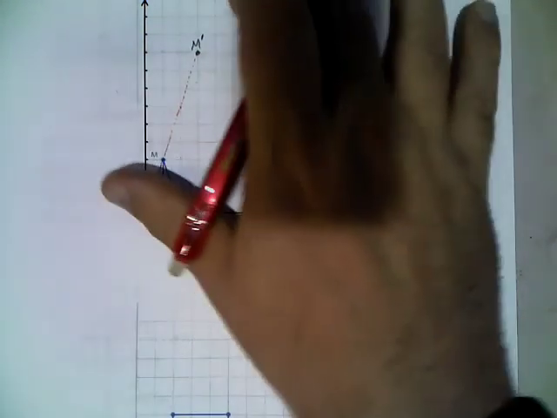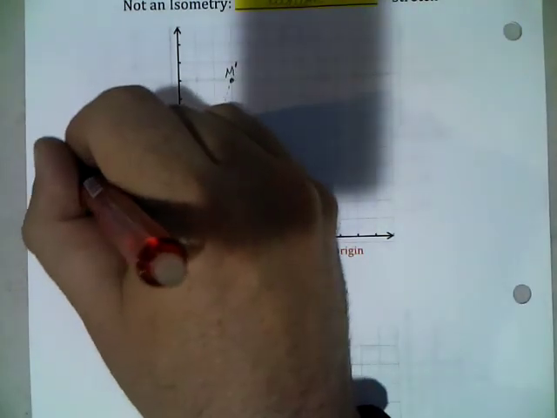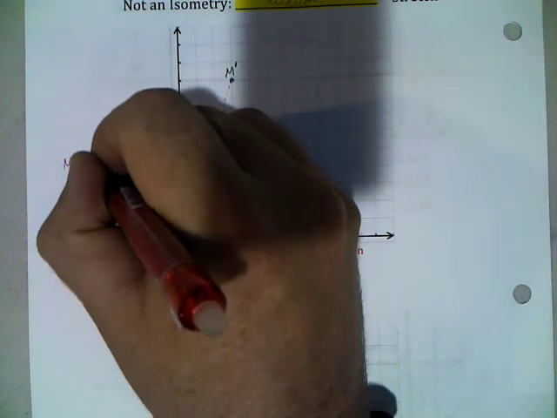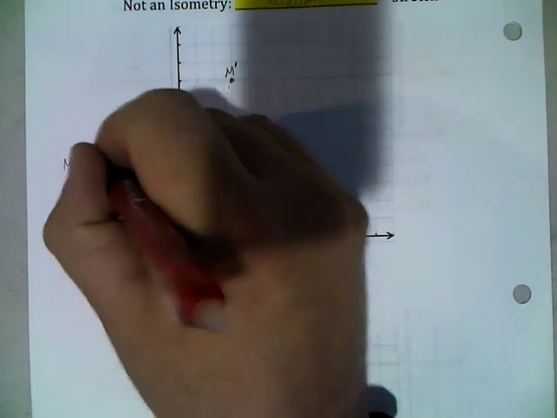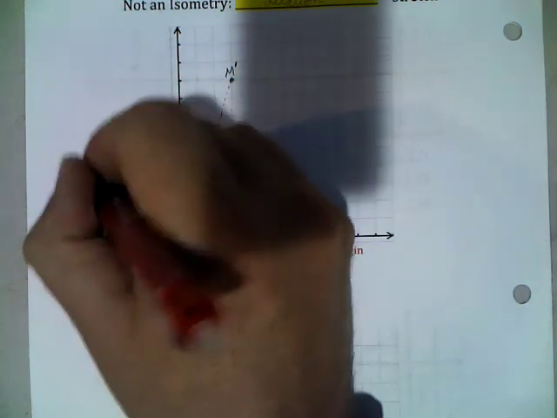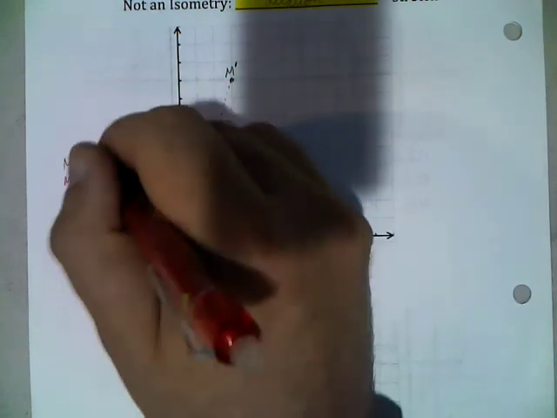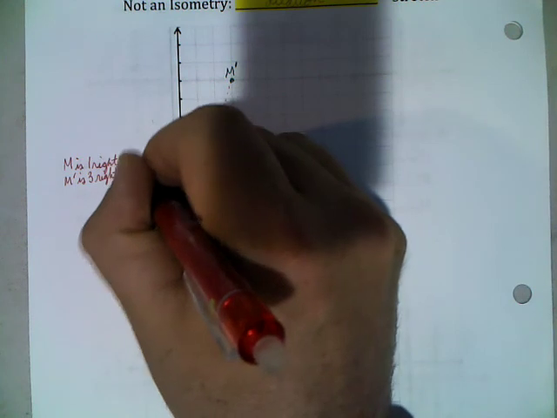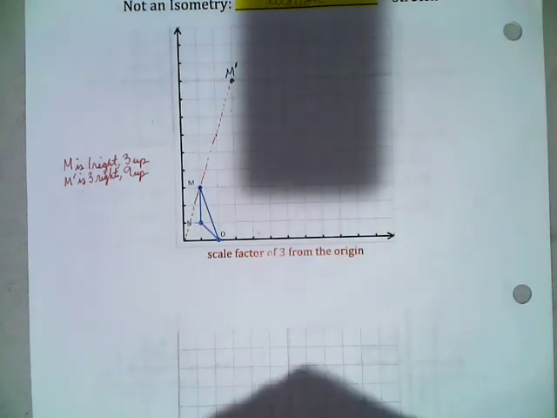So just to put some notes on that, if M is 1 right and 3 up, and M prime is 3 right and 9 up. Scale factor of 3, it's going to be 3 times what it used to be.